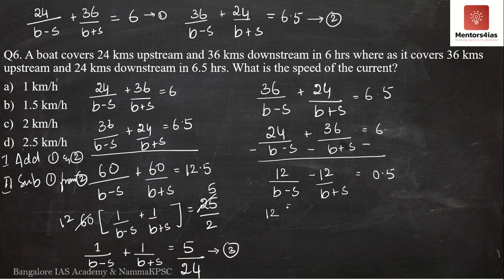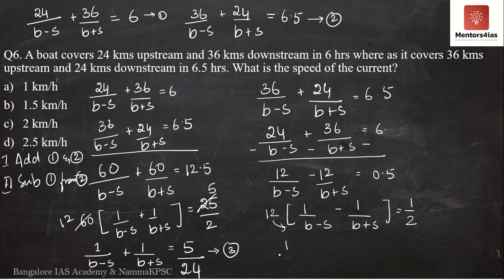Now I will take 12 common outside. So what do I have? I have 1 divided by b minus s, minus 1 divided by b plus s is equal to, I am going to write 0.5 as 1 by 2. Now I will bring 12 to the right hand side over here.